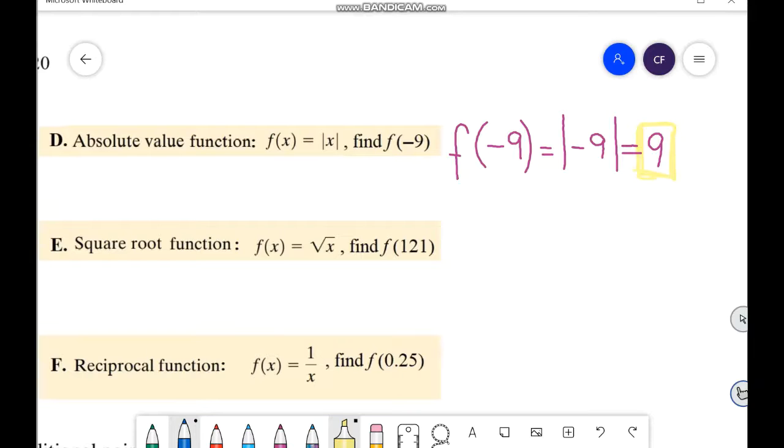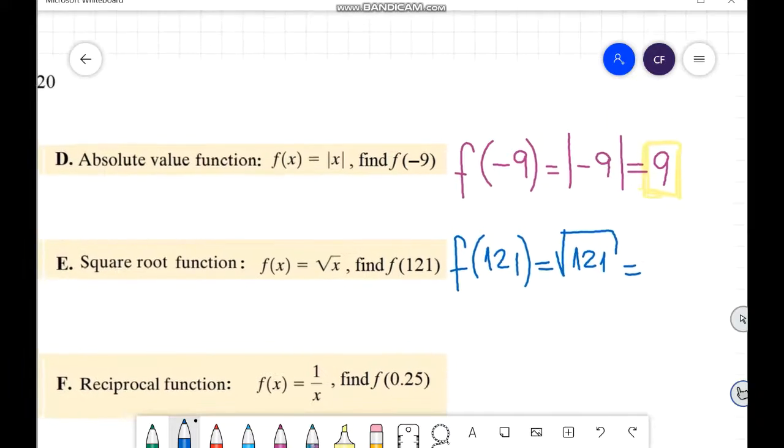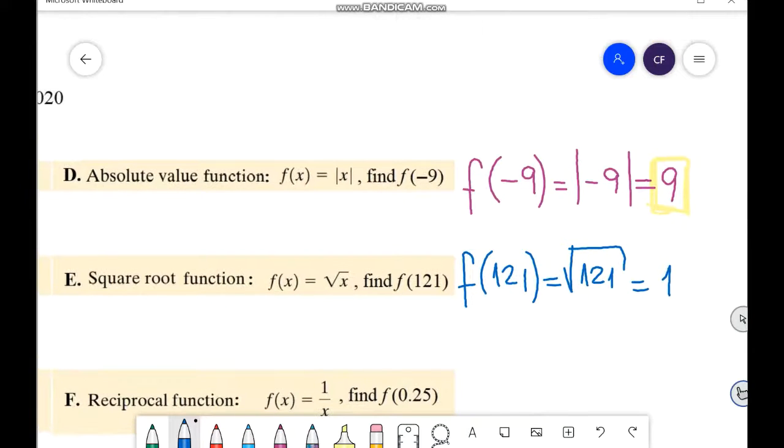Perfect. Square root function. Next one, f of 121. And this is the square root of 121. Use your calculator. The square root of 121 is, if you don't remember, and some people remember that 121, if you take the square root, you will find 11. 11 is the square root of 121.